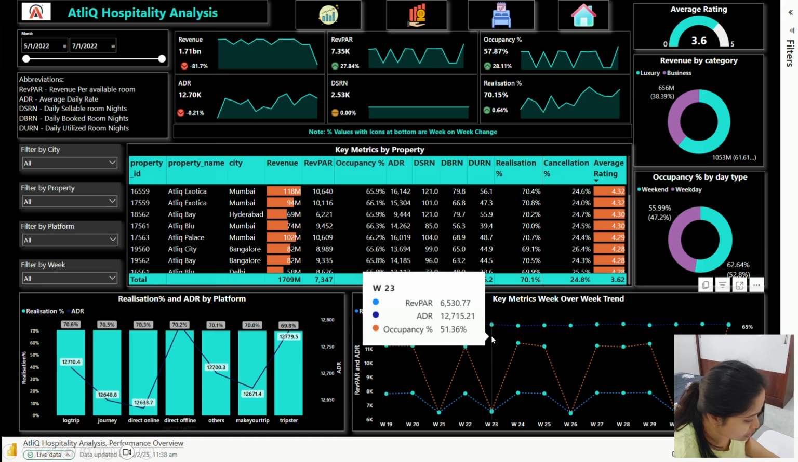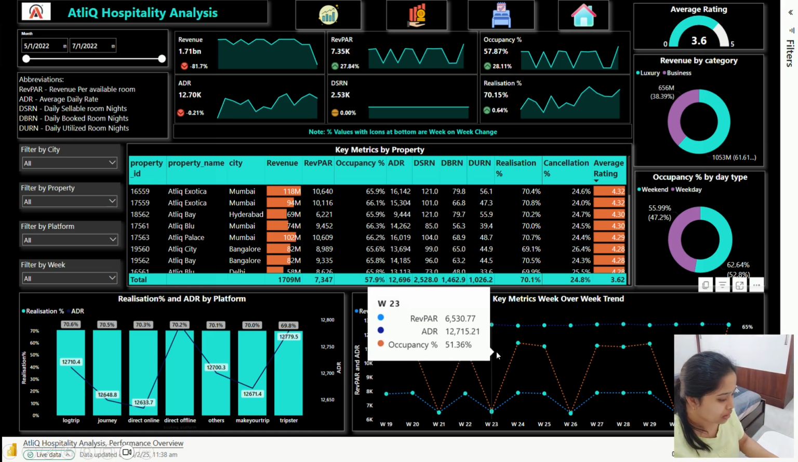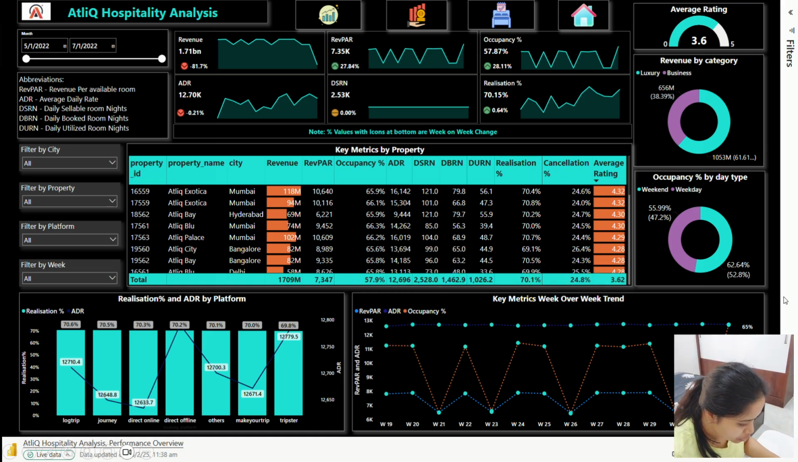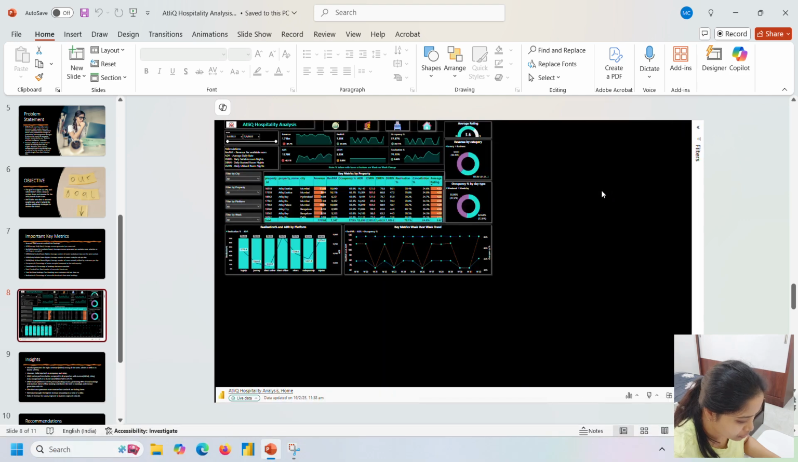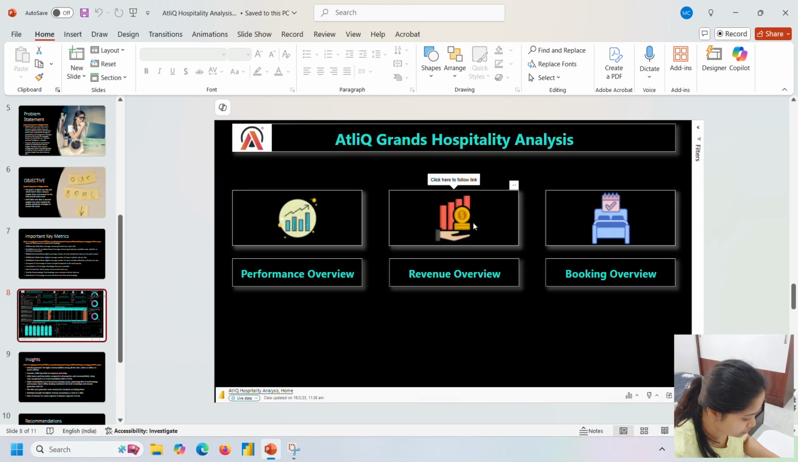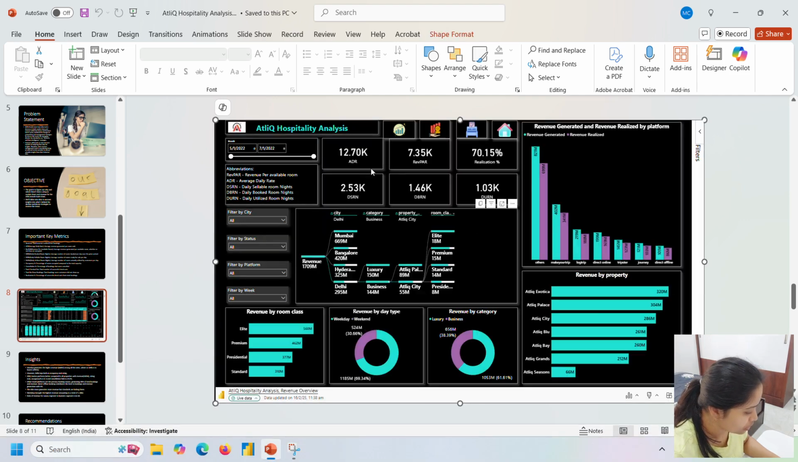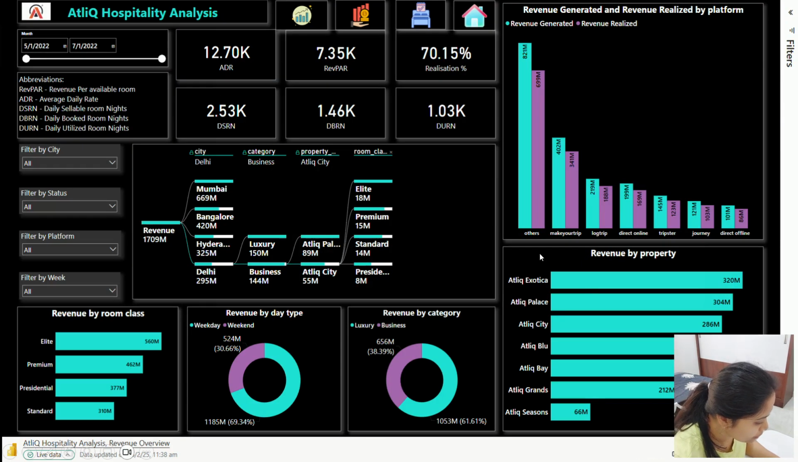This is all about overview dashboards. Let's move to the revenue dashboard. This is the overview dashboard. So we have different cards here related to revenue, like RevPAR, realization, DSRN, DBRN, and DURN.